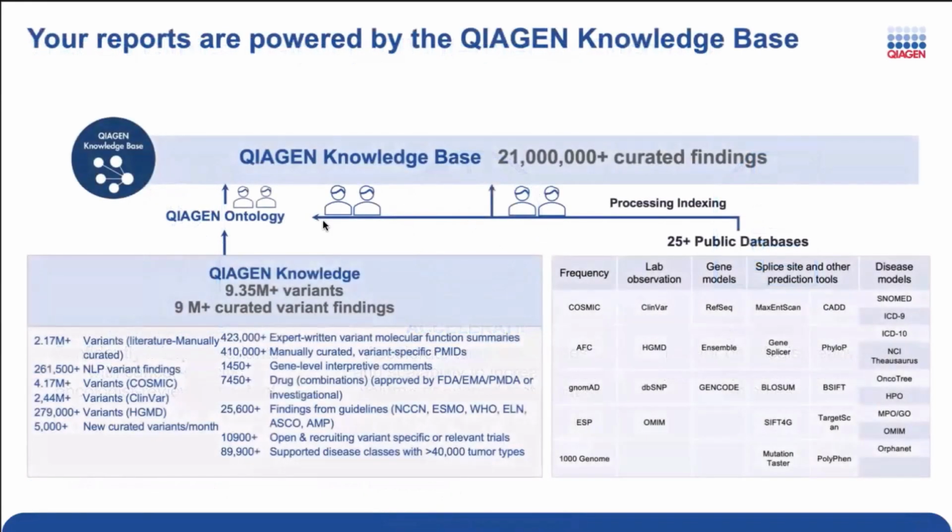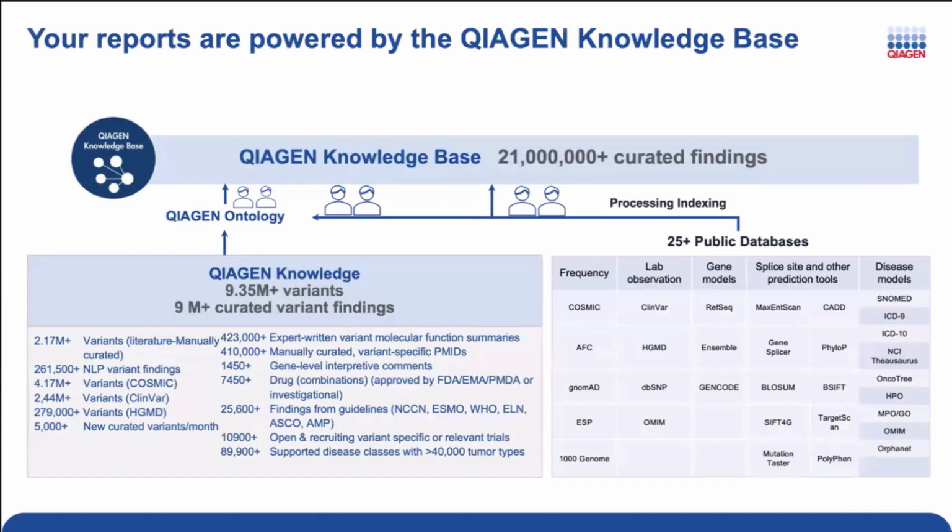QCI Interpret 1 is powered by the QIAGEN knowledge base that contains a world-leading combination of genomic and clinical knowledge. The QIAGEN KB has constantly been growing for more than 20 years now and continues to do so. It hosts information curated by our team of PhD scientists, engineers, and ontologists.